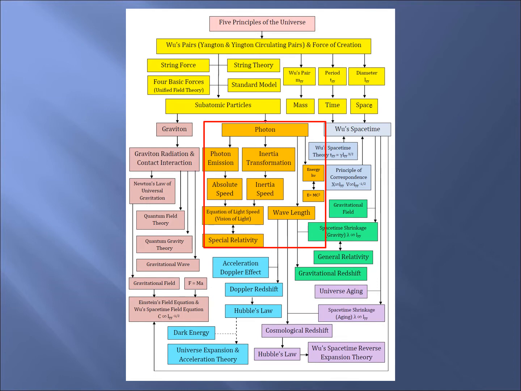Now let's switch to photon. Photon is a free Wood pair released from the parent substance. We are going to discuss light speed, photon energy, and the wavelength, respectively.